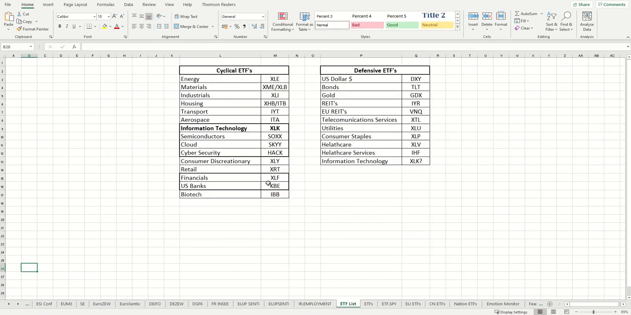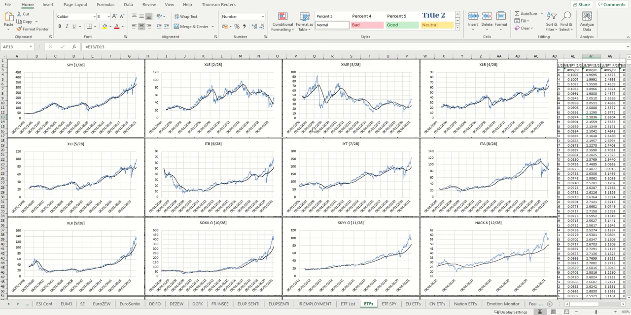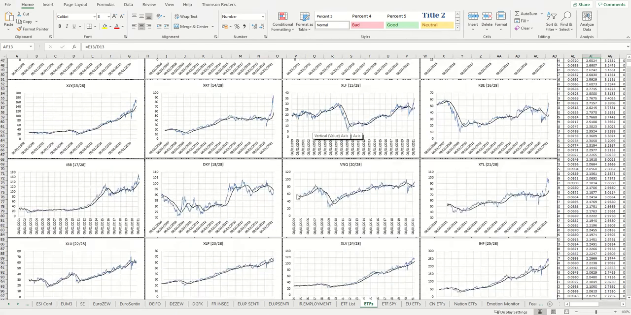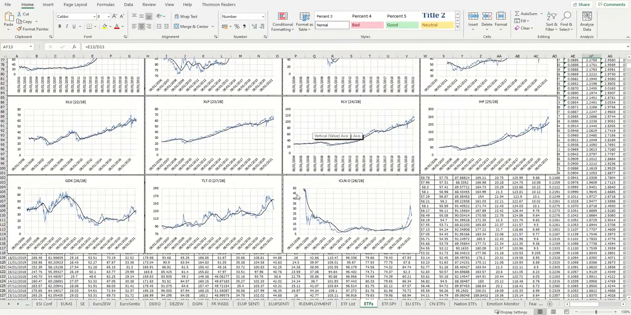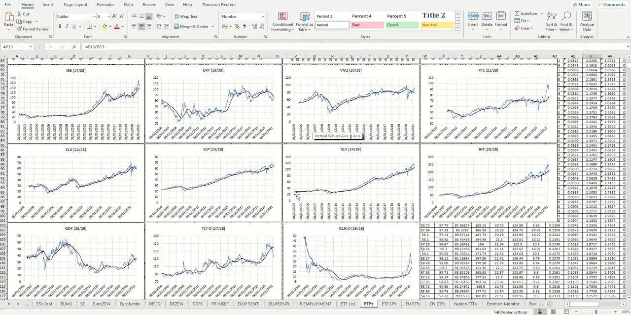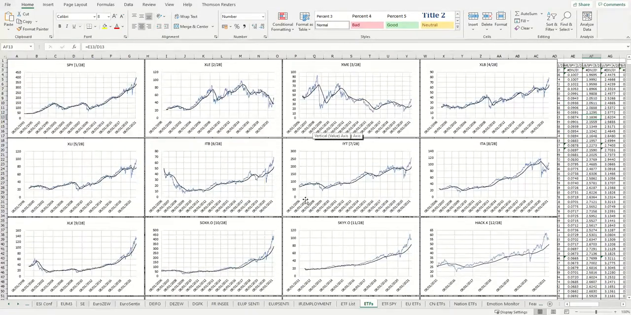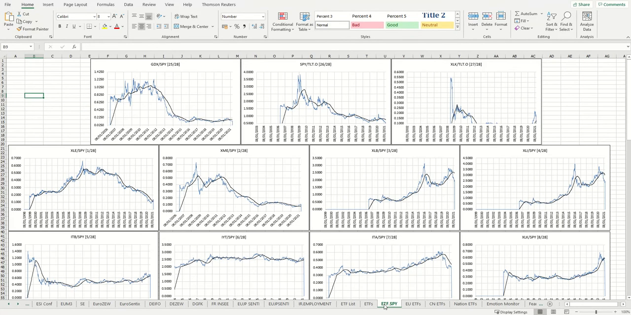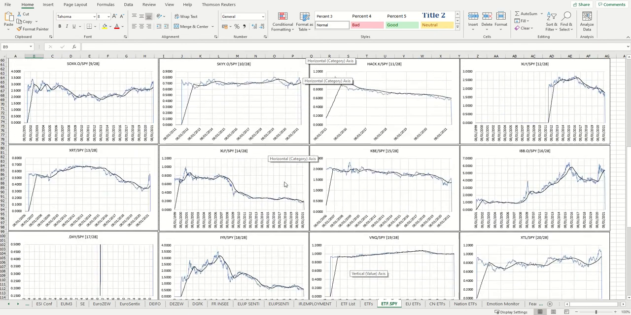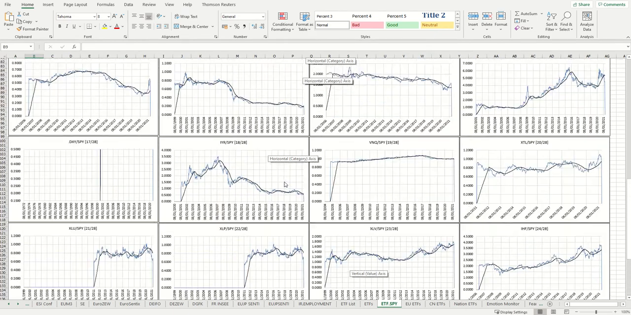And now we've got a list of just the common ETFs for cyclicals and defensives, and then all the ETF data for all the different charts for the United States, the really big ETFs here with a 200-day moving average. So you can see what's going on in a quick snapshot. And then here you've got everything versus the SPY. So a relative chart of all the different sectors or ETFs in the United States.